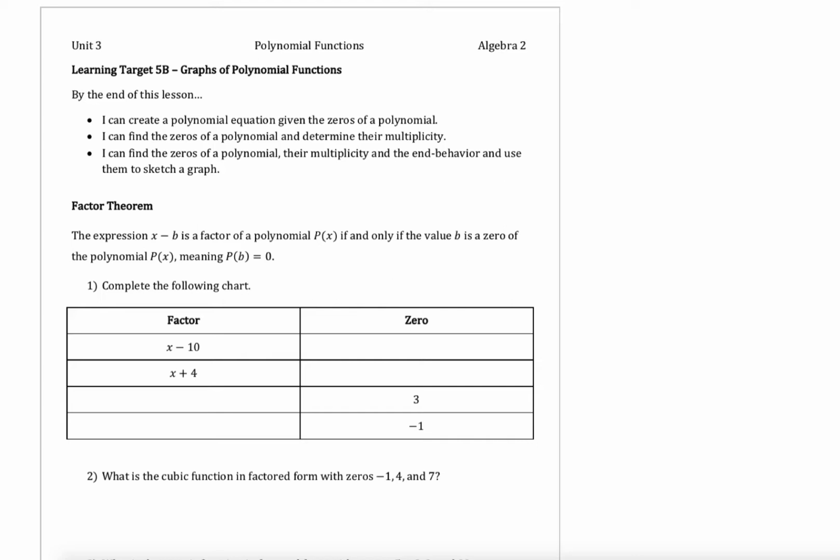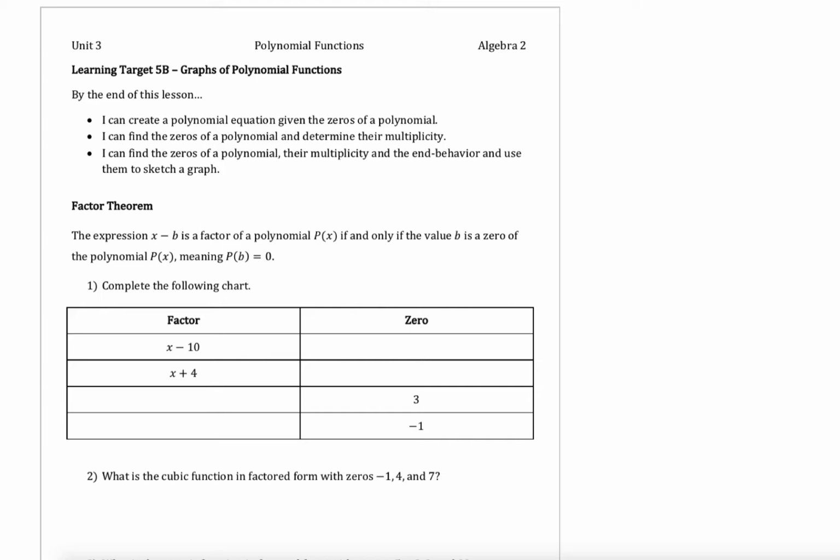So our first concept is the factor theorem. If I have the expression x minus b, it is a factor of the polynomial p of x if and only if the value b is a zero of the polynomial p of x, which would mean if I plugged b into all the x's, I would get out 0. That's what makes it a zero of that function. And this is a concept that we've talked about, but we just haven't formalized.